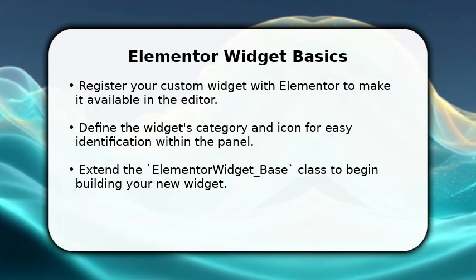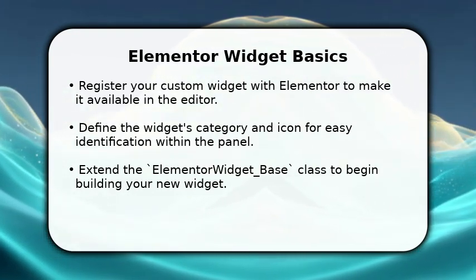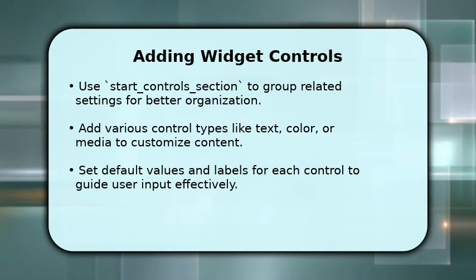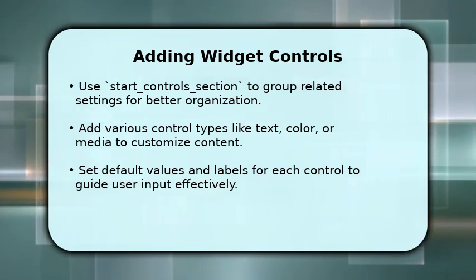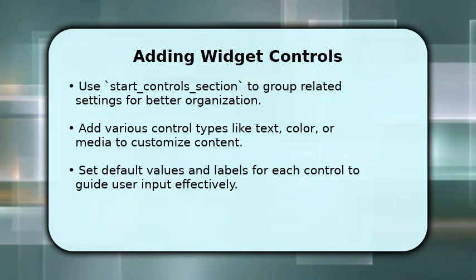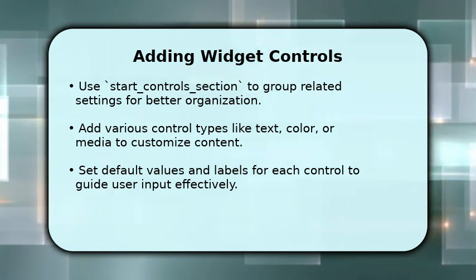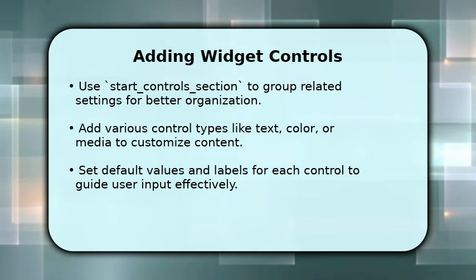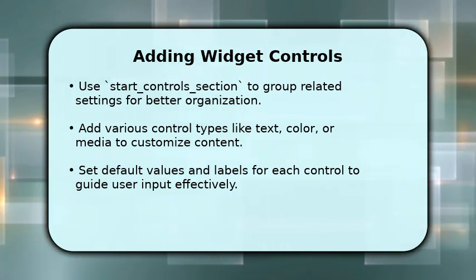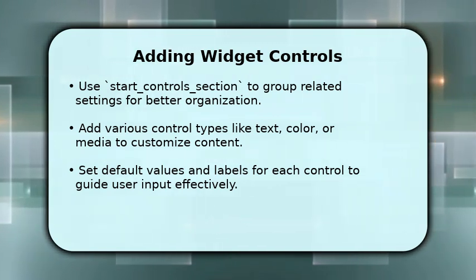This initial setup is crucial for Elementor to recognize and load your custom functionality, allowing you to start adding controls and content. Now, let's add some interactive controls to your widget. These controls allow users to customize the widget's appearance and content directly from the Elementor editor. You'll use methods like add control within a register controls function. Think about what options your widget needs, such as text input, color pickers, or image uploads. Grouping these controls into sections helps keep the editor clean and user-friendly, making your widget intuitive to use.